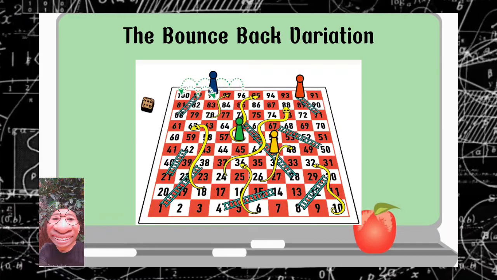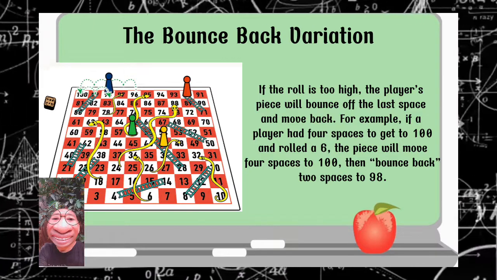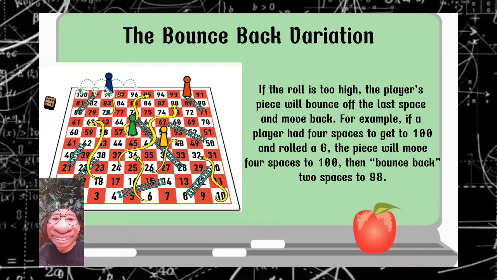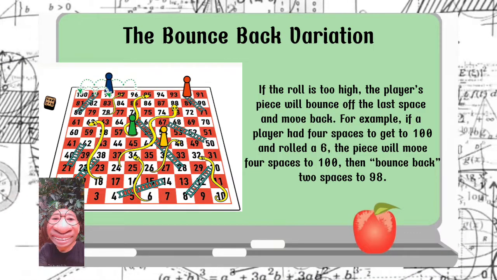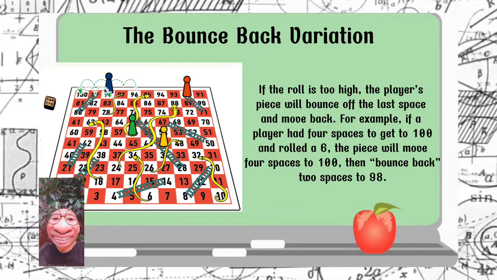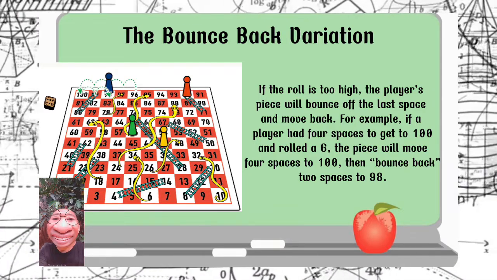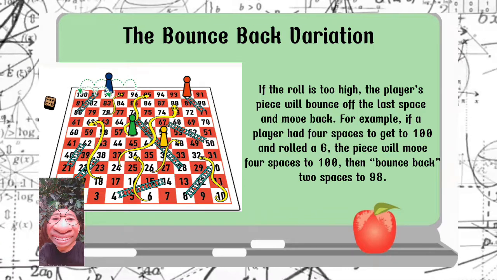The bounce back variation. If the roll is too high, the player's piece will bounce off the last space and move back. For example, if a player had 4 spaces to get to 100 and rolled a 6, the piece will move 4 spaces to 100, then bounce back 2 spaces to 98.